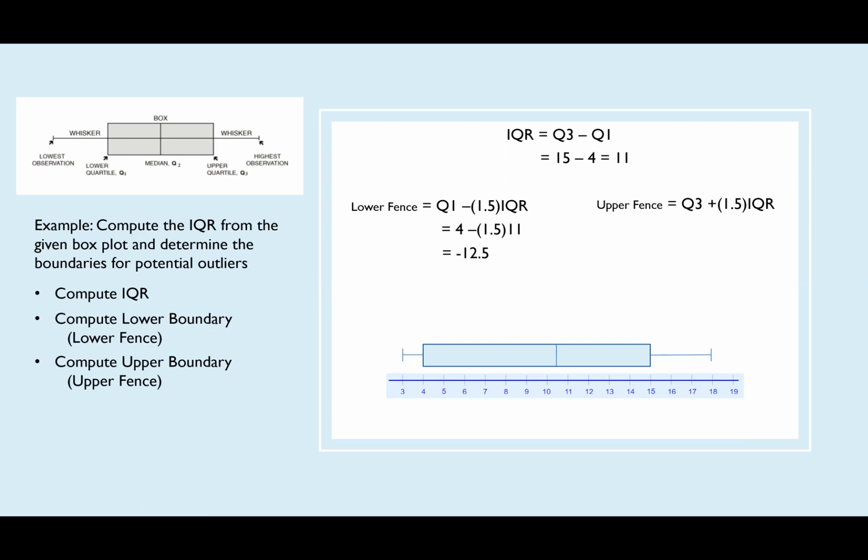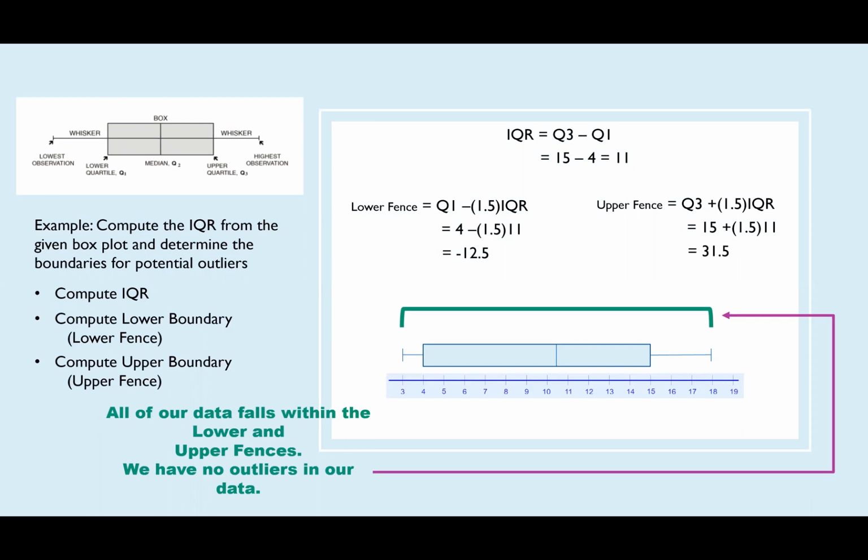The upper fence is computed by taking Q3 and adding 1.5 IQR. So for us, Q3 here is 15. I add 1.5 times 11, and I get 31.5. Since all of my data falls between negative 12.5 and 31.5, again, the min and the max being 3 and 8, I don't have any outliers for this data. Everything is between the lower fence and the upper fence.